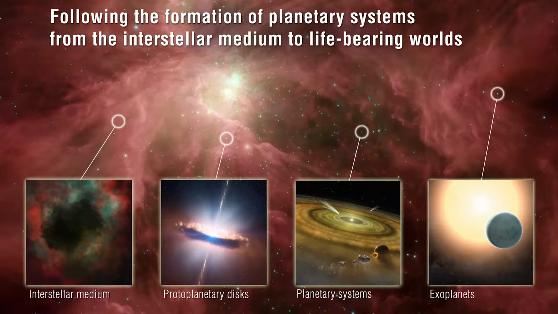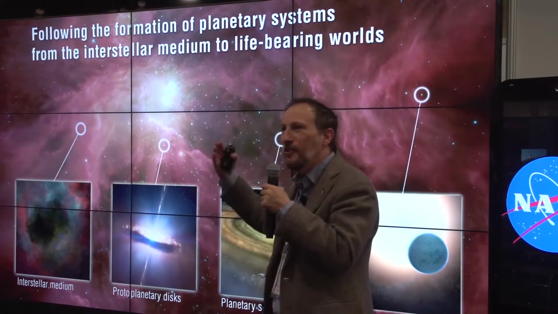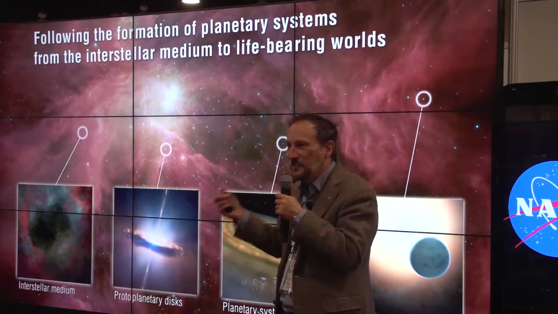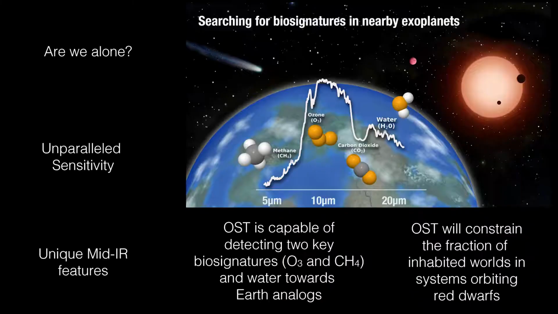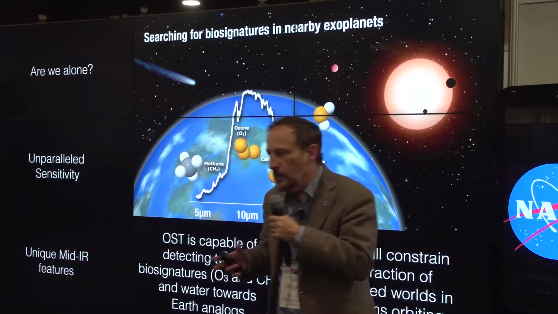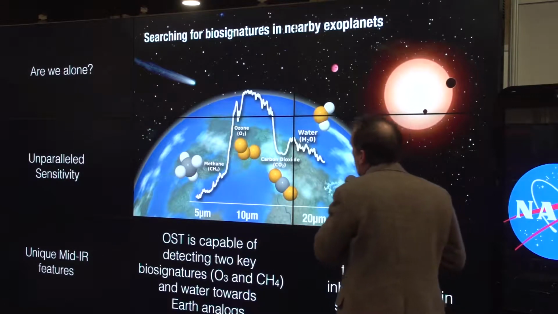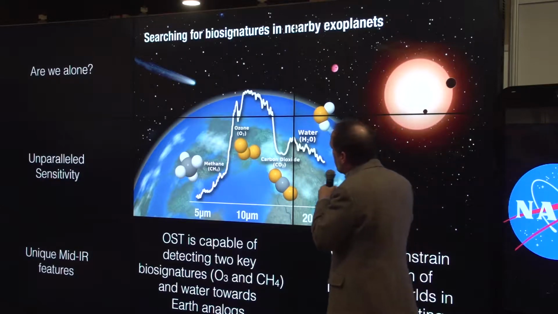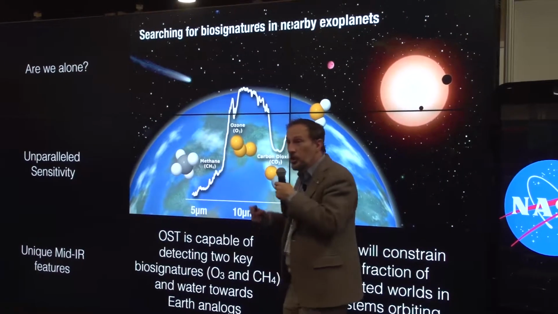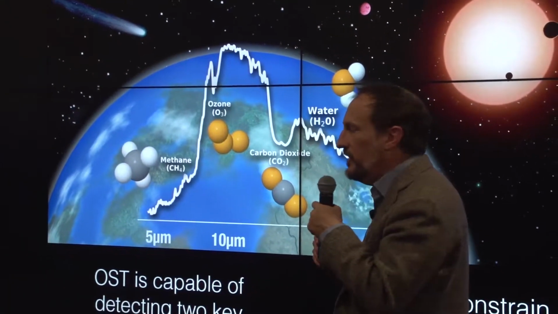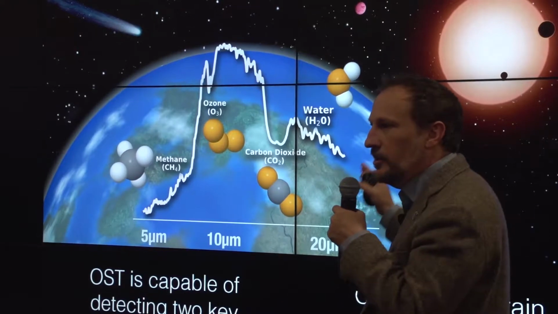We're there, right? We have some idea about how we got our water and how other solar systems are getting their water. What about planets that actually have water? And with the OST and our unparalleled sensitivity, and we have access to unique features in the mid-infrared that we can point at and do transit spectroscopy of M dwarfs and determine whether planets around them, which we'll know in advance that they're rocky, have features such as methane or ozone, carbon dioxide, water.